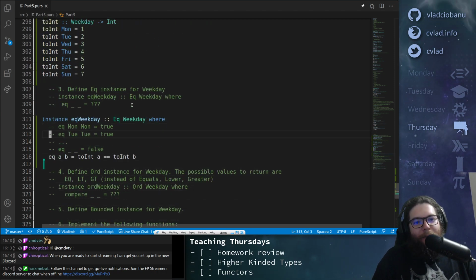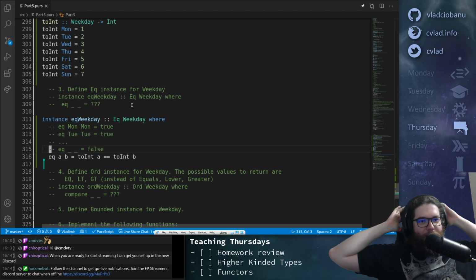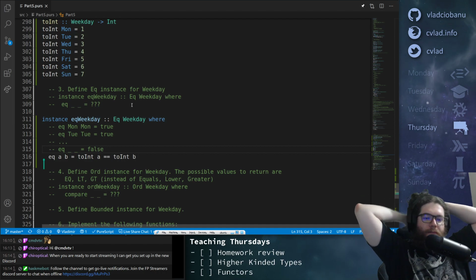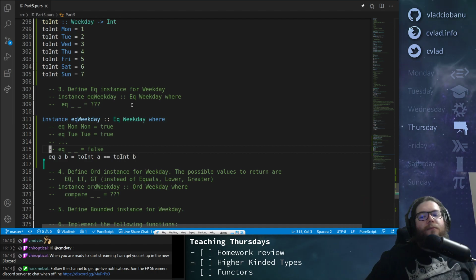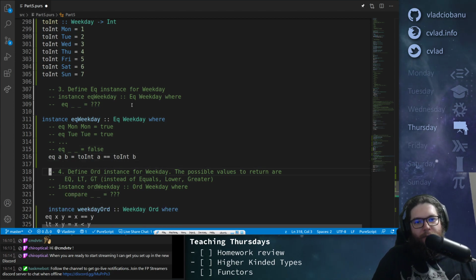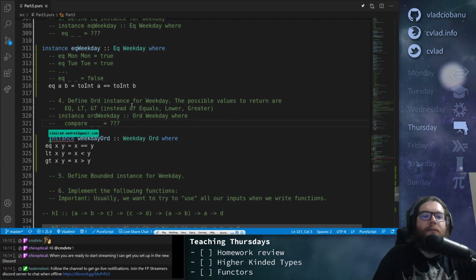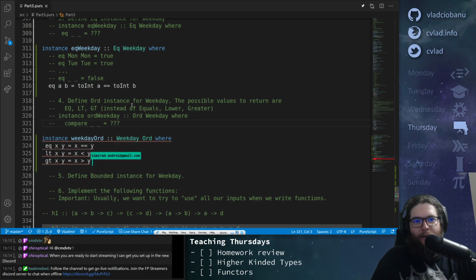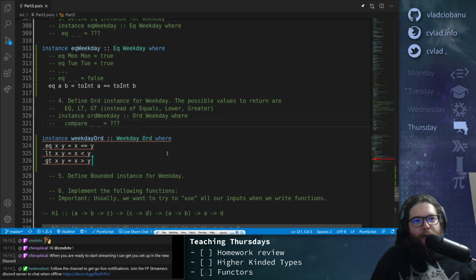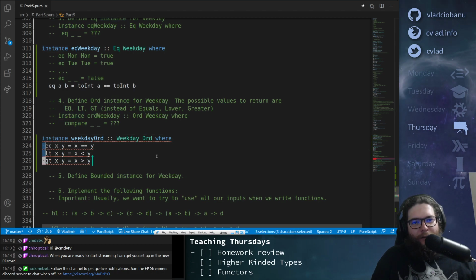And okay, so what about the Ord instance? Okay, one second, please. Oh, okay, so I declared the values. It's still an error, so let's see what the problem is here. Unknown type class. Oh, okay, can you figure it out, or do you need help?